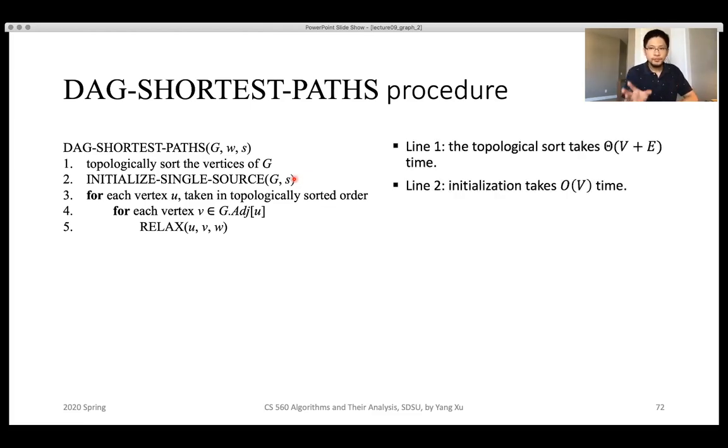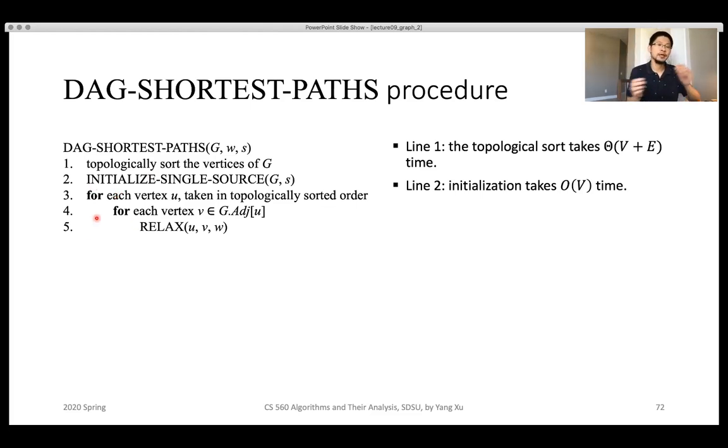As we know, the topological sort will take big theta of V plus E time. That's something you can look at in the previous slides. And the initialization takes big O of V time. So the key operations lie in lines 3 to 5.